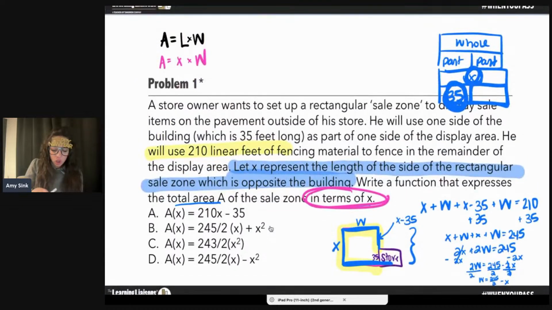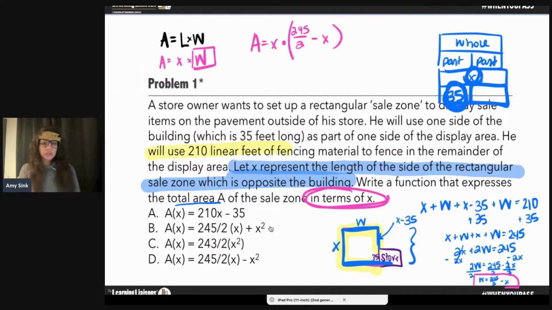Now what I can do, y'all, is now I know area equals X times W. I can replace W with this guy down here, 245 divided by 2 minus X. And I'm actually going to replace this multiplication sign with a dot. Now I can distribute. So area equals 245 divided by 2 times X minus X squared. Which answer is that? D.